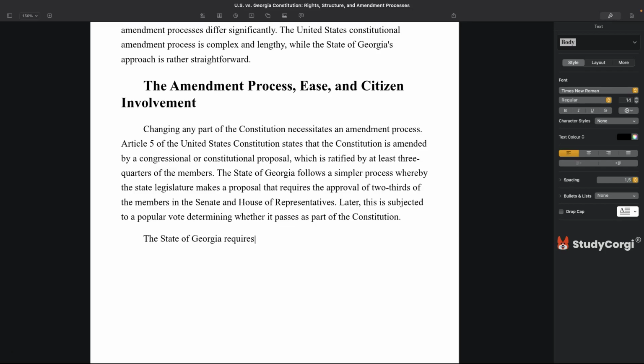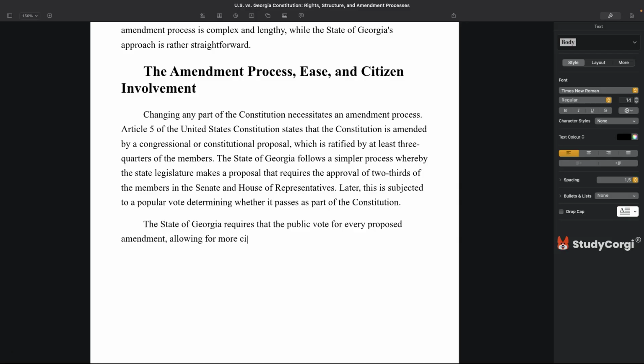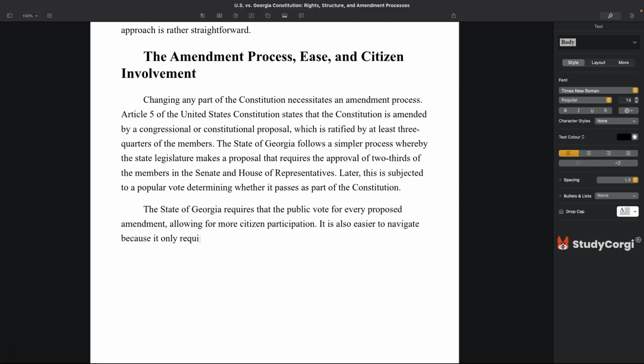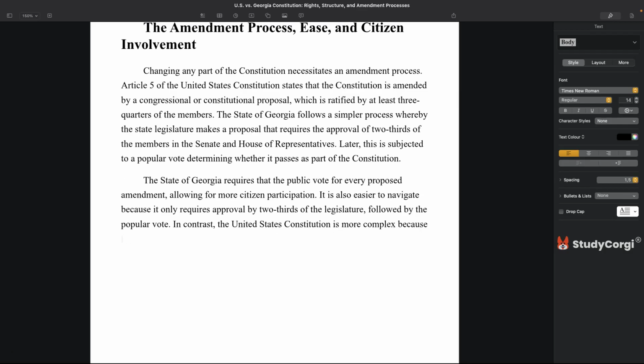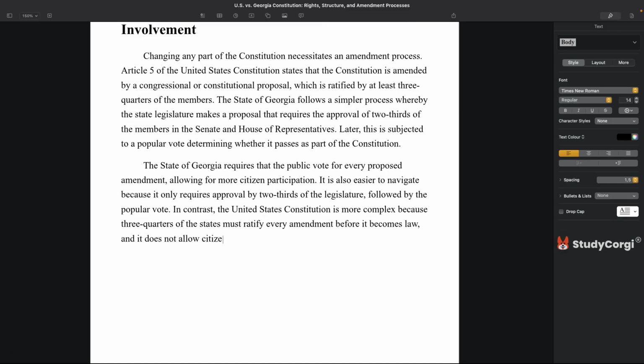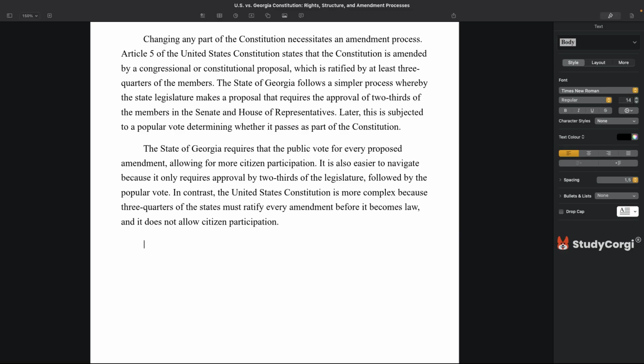The state of Georgia requires that the public vote for every proposed amendment, allowing for more citizen participation. It is also easier to navigate because it only requires approval by 2/3 of the legislature, followed by the popular vote. In contrast, the United States Constitution is more complex because 3/4 of the states must ratify every amendment before it becomes law, and it does not allow citizen participation.